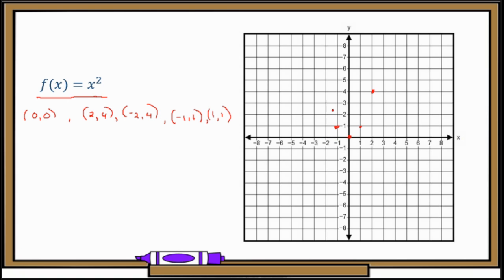Negative 1, 1, 2, 4. If we are going to extend this, we know that negative 3 will correspond to 9, and positive 3 will correspond also to 9. So instead of using straight lines to connect the points, we are going to connect them using smooth curves.